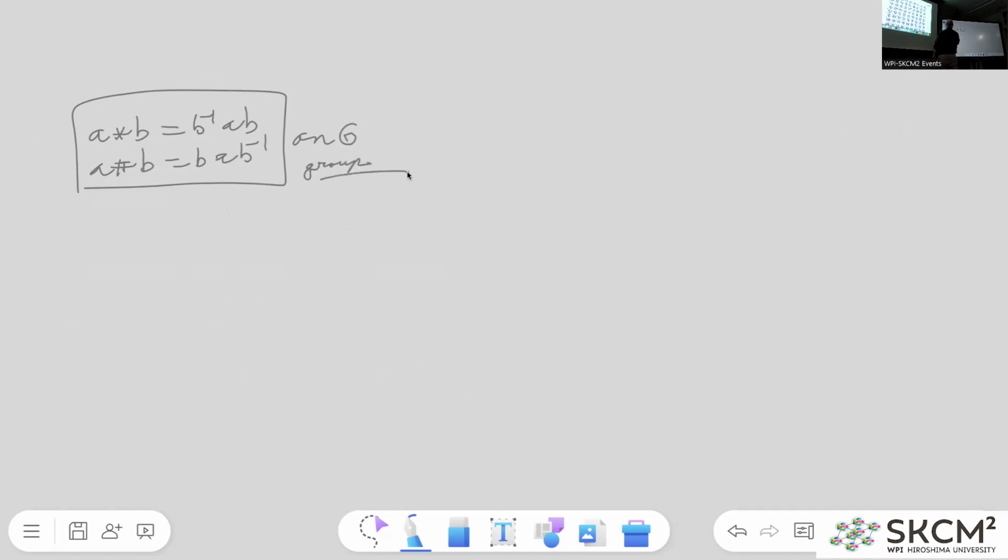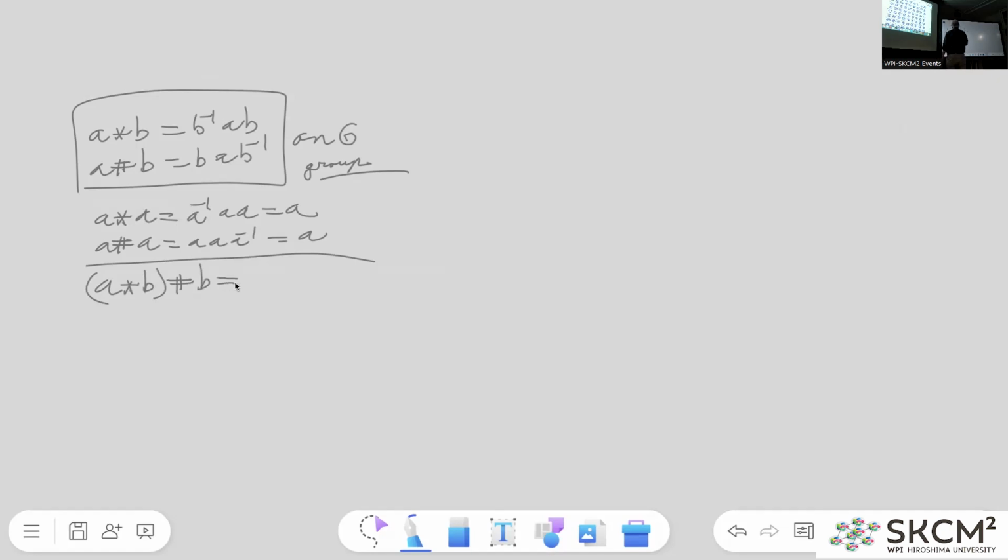And this is an easy exercise. Let's just do it. A star A, well, that's A inverse A, which is certainly A, and A sharp A equal to A inverse, which is certainly A. So that's good. What about A star B sharp B?